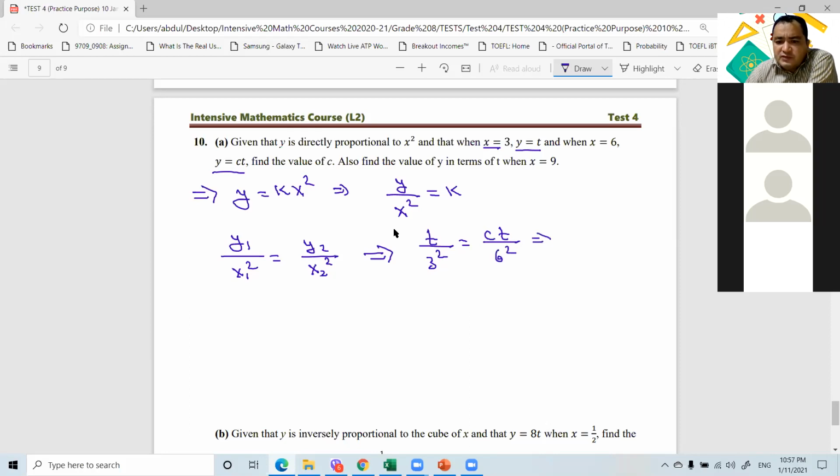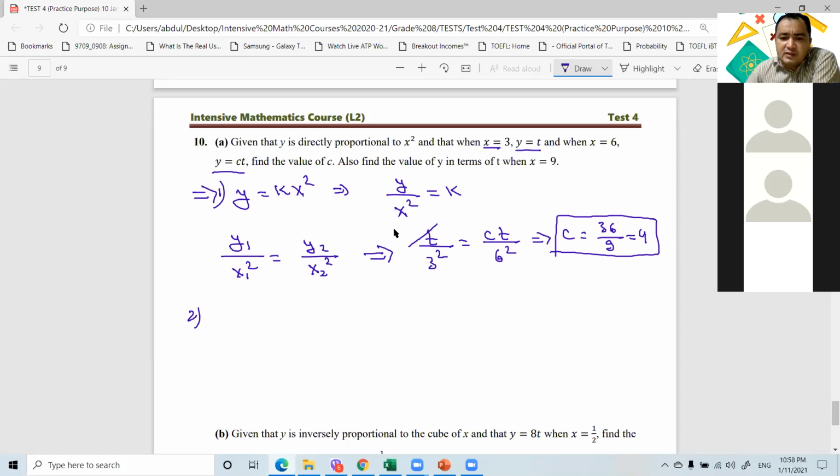Now if you solve this for c, this t, they cancel out each other. So c will be equal to 6 squared, it is 36, over 9, which is equal to 4. So our c is equal to 4. Now also find the value of c. So c equals 4. Okay, that's the first part.